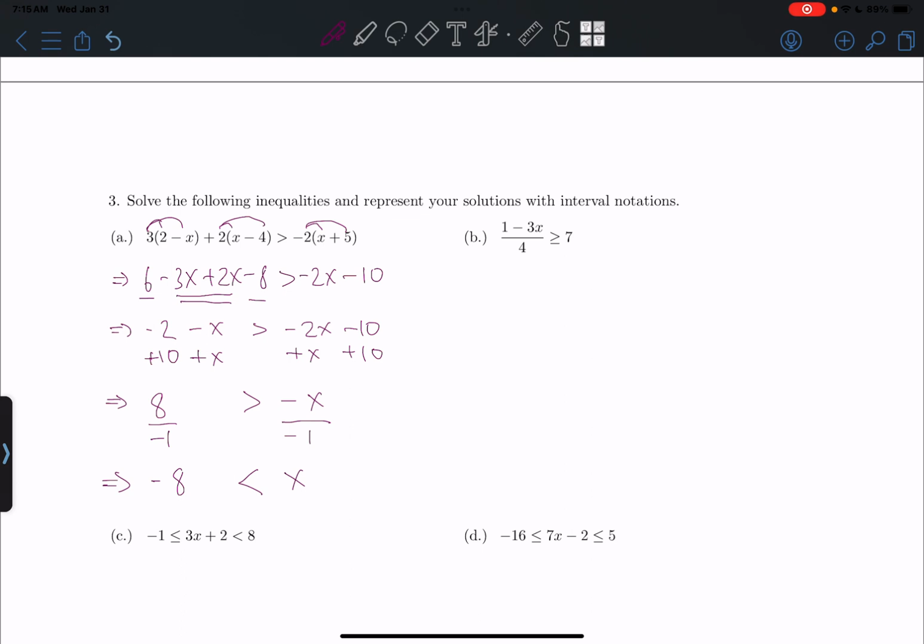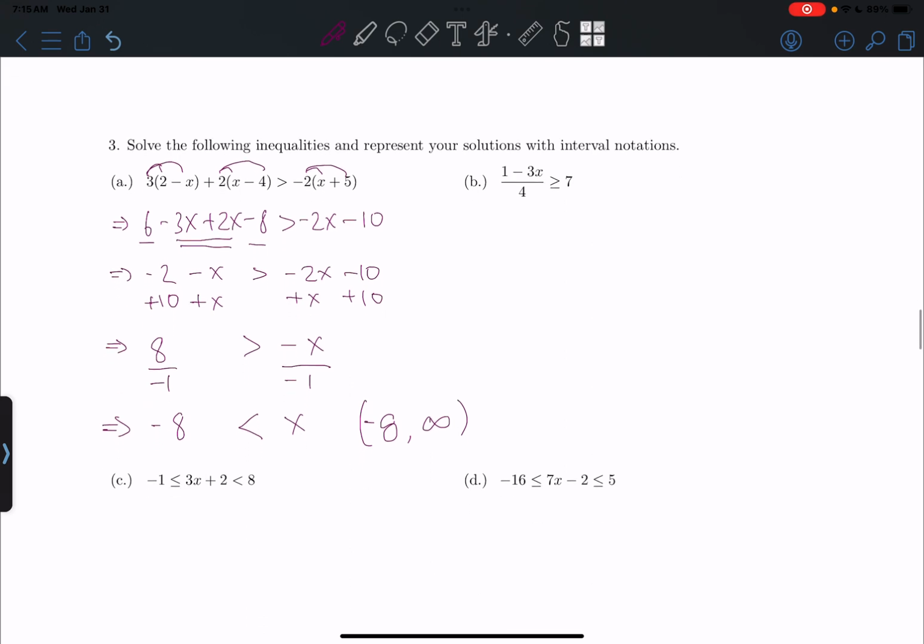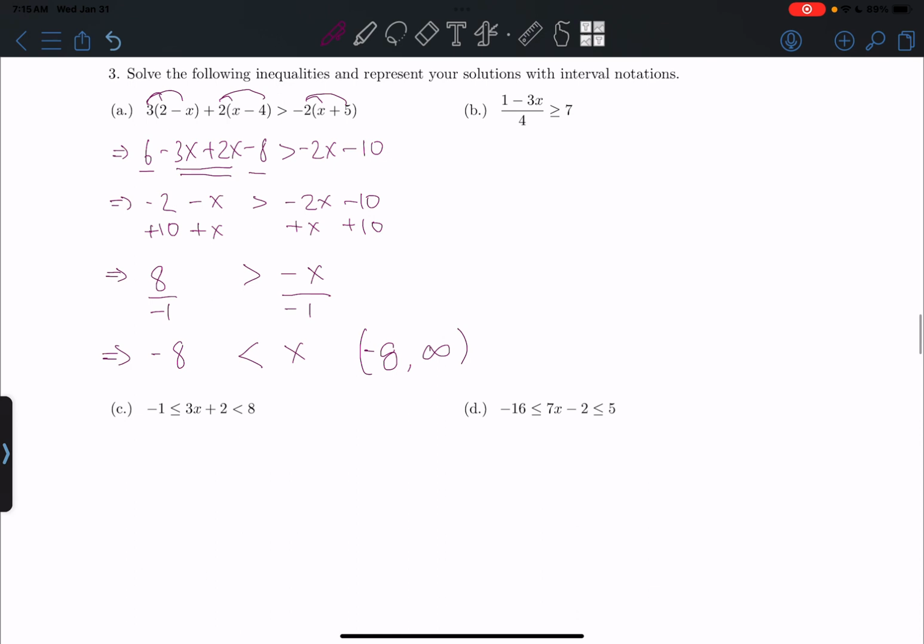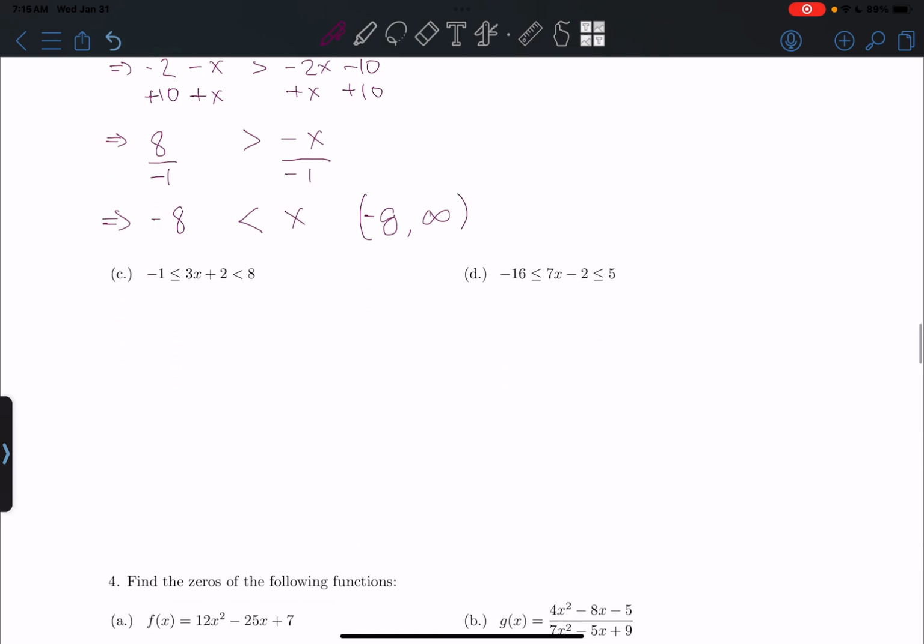So x is bigger than -8, so the -8 is the smallest thing. So it has to look like this. -8. And then it can go as big as infinity. I'm using the parentheses because it is a strict inequality. Okay, going on to the next problem.